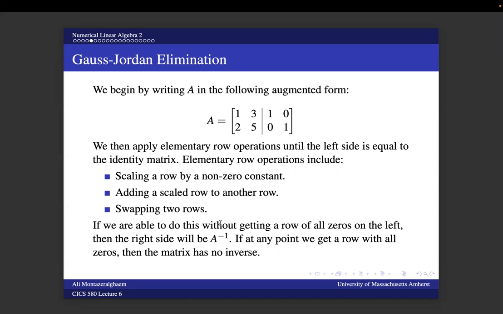If we can do these operations without getting a row of all zeros on the left, then the right side will be the inverse of the matrix, right? And at any point of the algorithm, if we get a row with all zeros, then we can conclude that the matrix has no inverse.